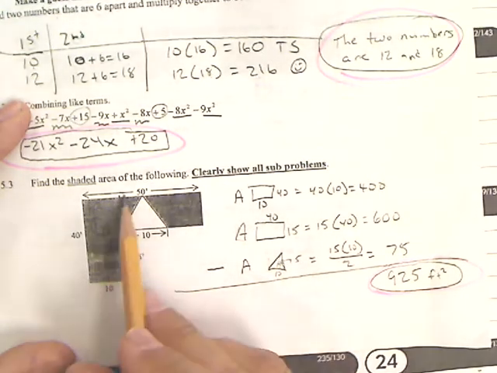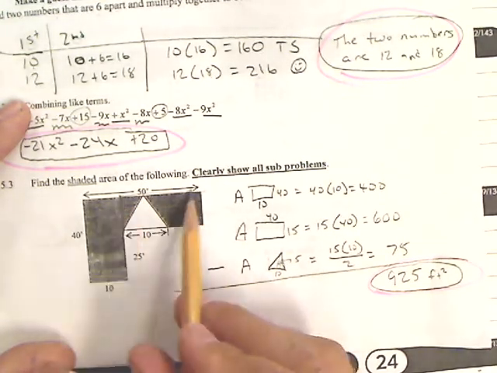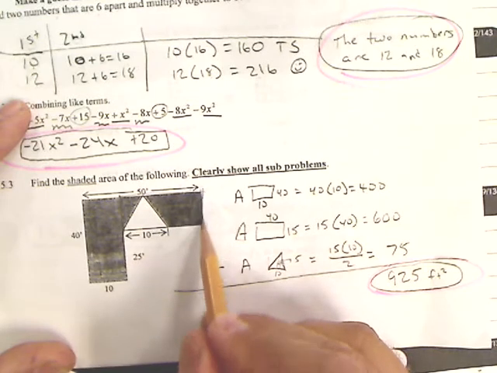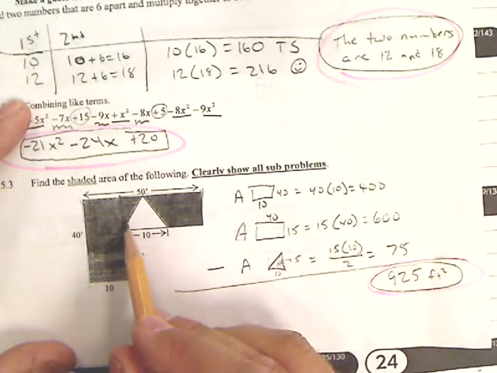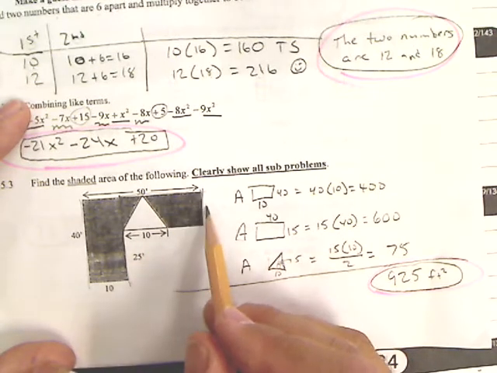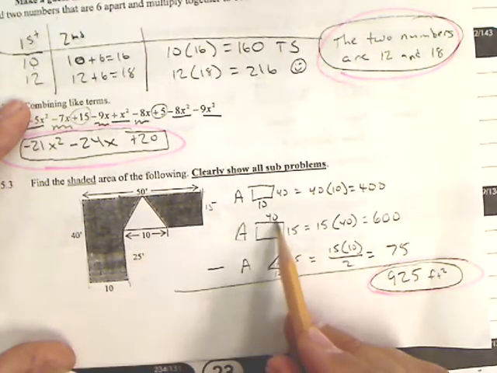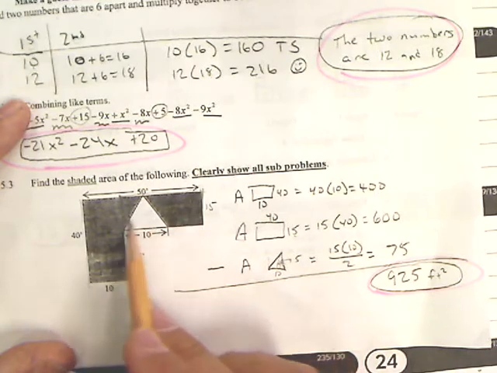This part, if you take off the 10, makes that 40, and then I need to know the height. So 40 is this whole length. Take away that 25 gives you the 15 for the height. So that's 15. So 40 times 15 gives me this area.